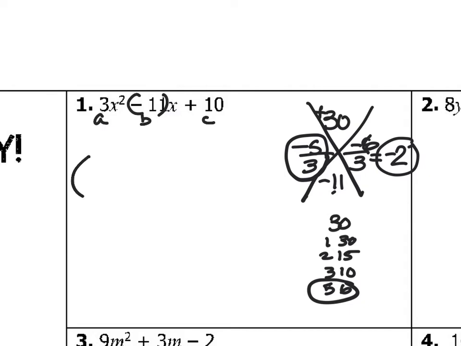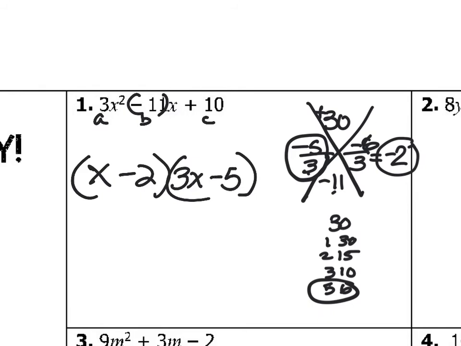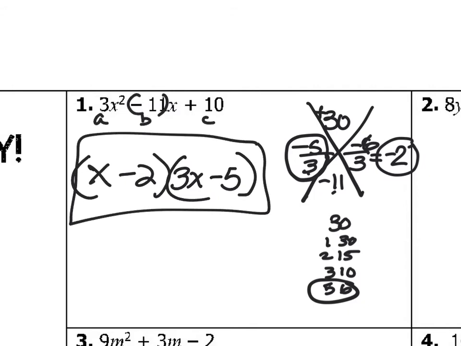All right, our variable's x. So we're going to do the x minus 2. And then denominator in front of the x, numerator after. So that would be our answer.